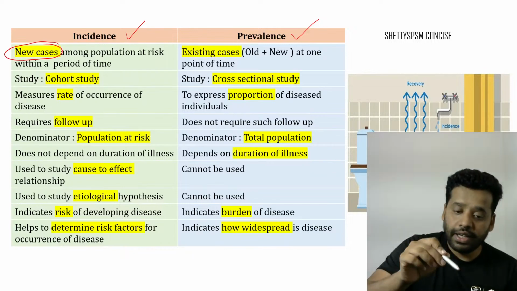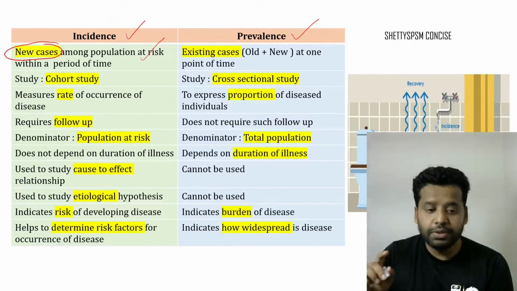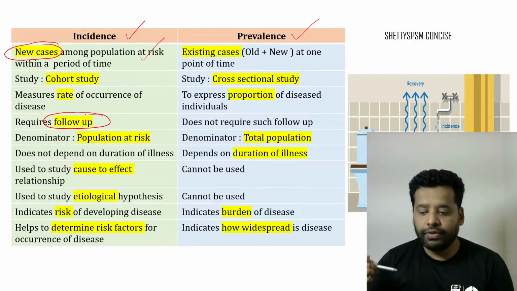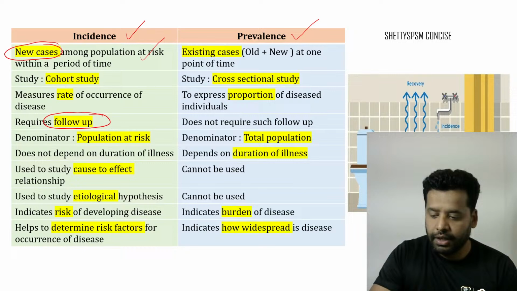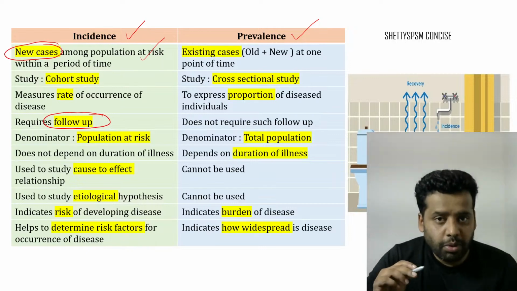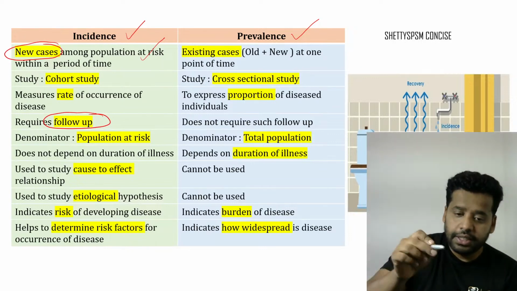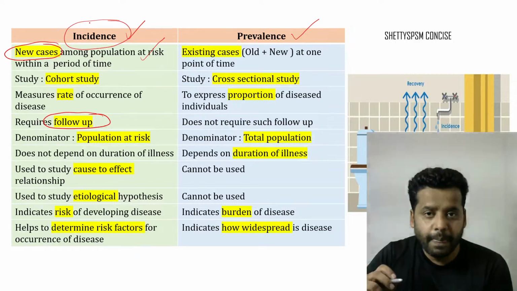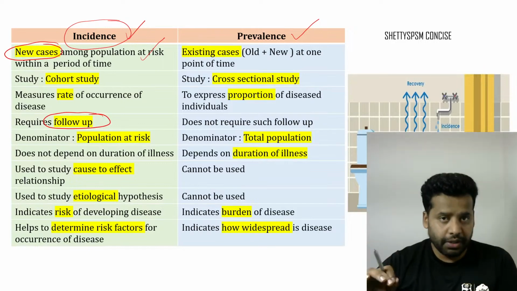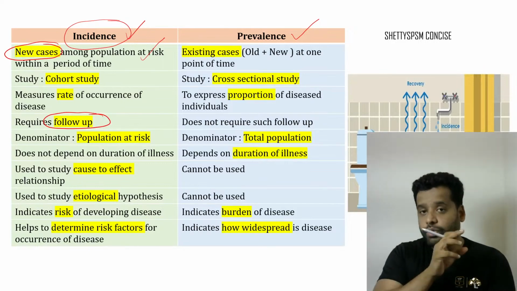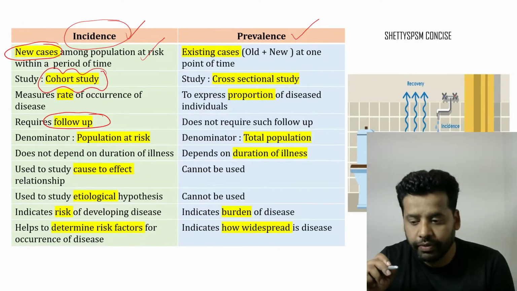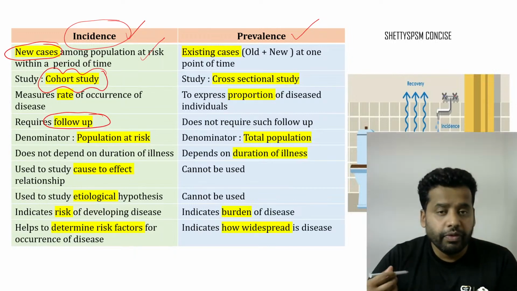What will you take first? Population at risk. Give some time. Follow-up should be done. After a certain time, how many new cases will develop? That is incidence. So new cases by population at risk. If they ask this question, this is the formula for incidence. If you take the population now and do a follow-up for a certain duration, take population at risk, follow-up should be done. The study is a cohort study, where you do follow-up. If they ask which study is used to calculate it, it is cohort study.